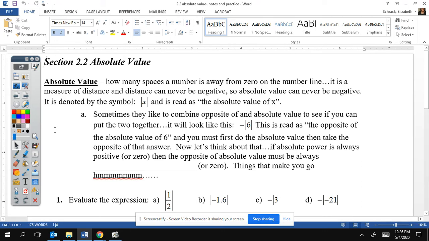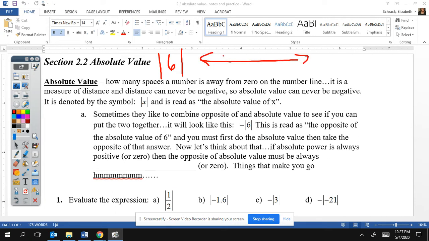So for example, if I was looking at the absolute value of 6, I would think of the number line. Here would be 0, and 6 would be 1, 2, 3, 4, 5, 6 steps away from 0 on the number line, or 1, 2, 3, 4, 5, 6 jumps away from 0 on the number line.